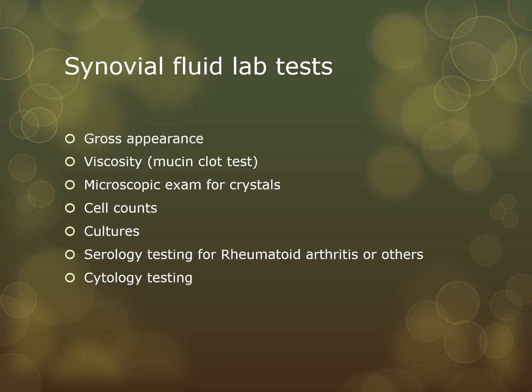Okay. We also want to do a microscopic exam for crystals, and we're looking for crystals such as uric acid, which is associated with gout, which is a metabolic arthritis, or we could be looking for other types of crystals as well. We want to do cell counts, cultures, serology testing, especially for rheumatoid arthritis, and cytology testing. A lot of times the cytologist may be looking for ragocytes, which are neutrophils that contain jagged, engulfed immune complexes, and that is usually seen in rheumatoid arthritis.